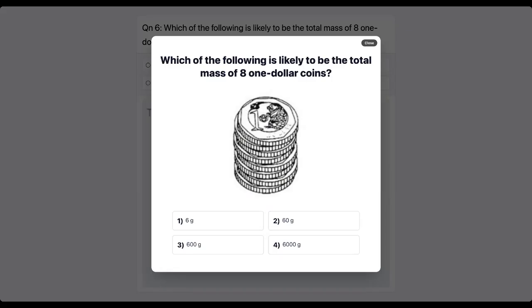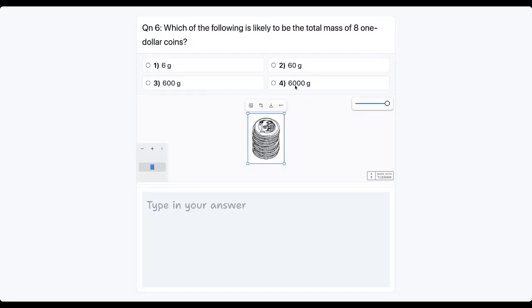Okay, so let's move on to the next question. Question number 6. Which of the following is likely to be the total of 8 $1 coins? Let's go through each option. 6,000 grams is 6 kilograms. That's really heavy, as heavy as maybe your school bag. So 6 kilograms is pretty heavy, so this cannot be it. 6,000 grams? Nope.